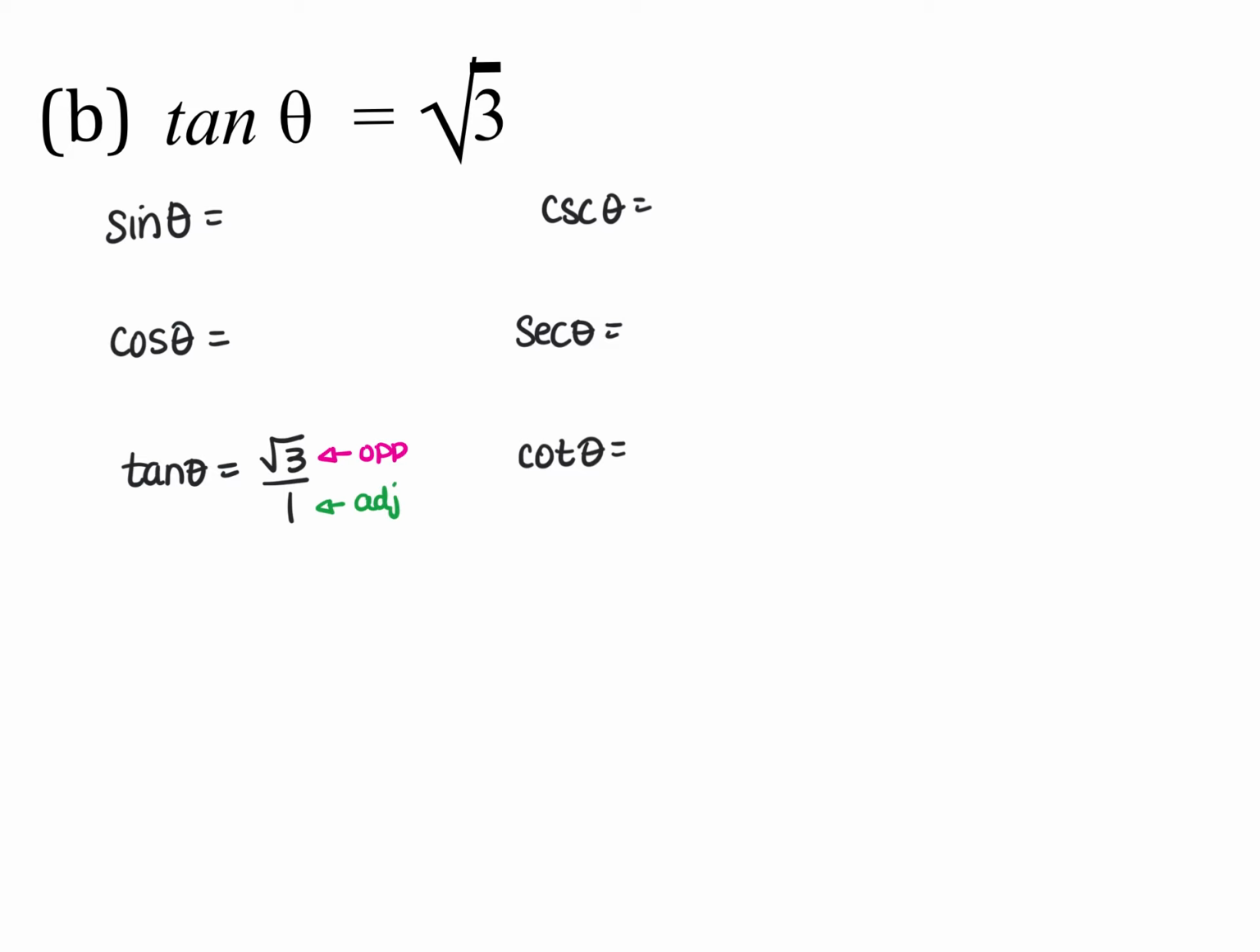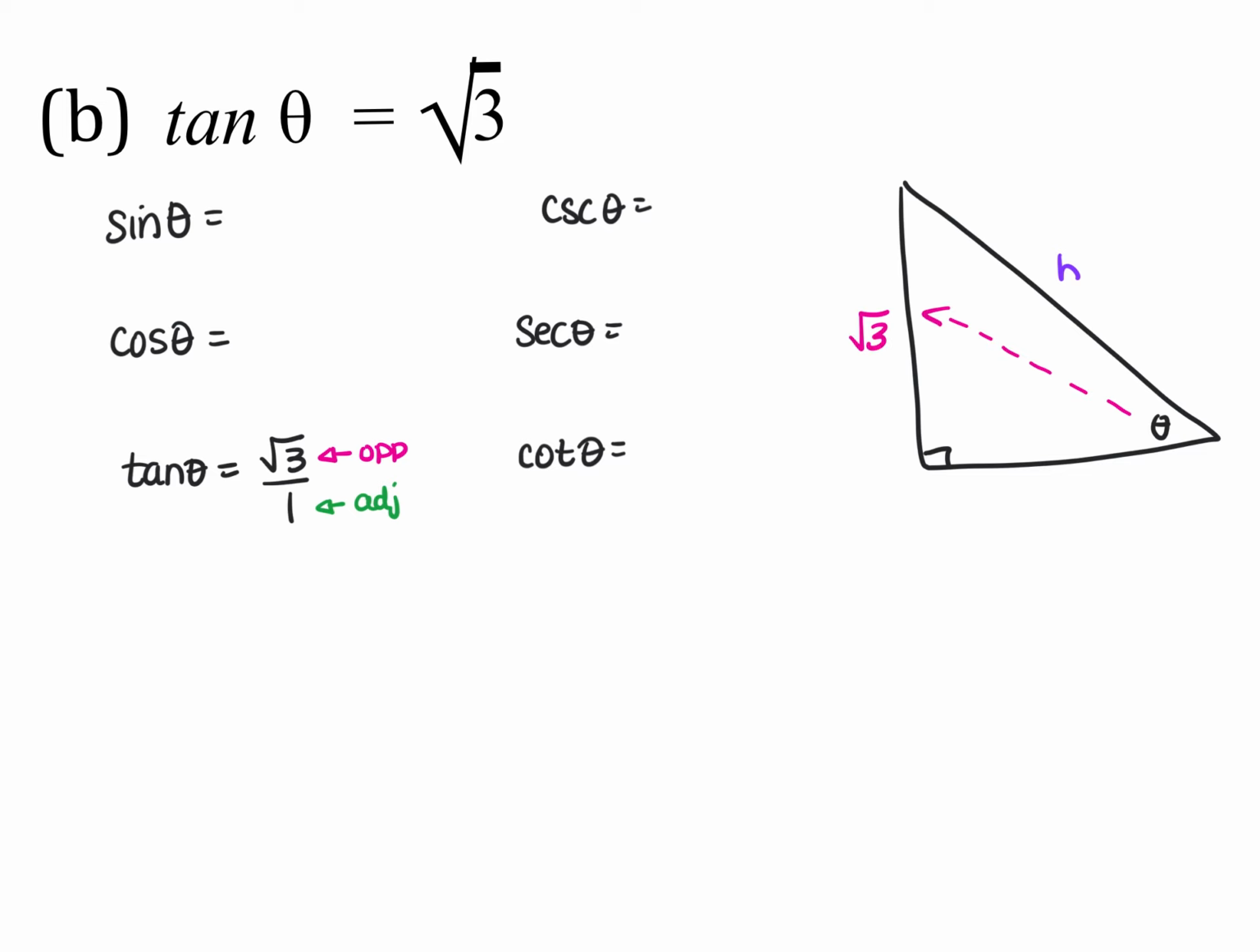So now I can draw a right triangle and label the pieces that I have. If I draw my right triangle, once again, it does not matter how this triangle looks. And I labeled theta in a different place this time. Doesn't matter. I'm going to label my hypotenuse, which I don't know, just going to call it h. I have my opposite side as square root of 3, and I have my adjacent side as 1.